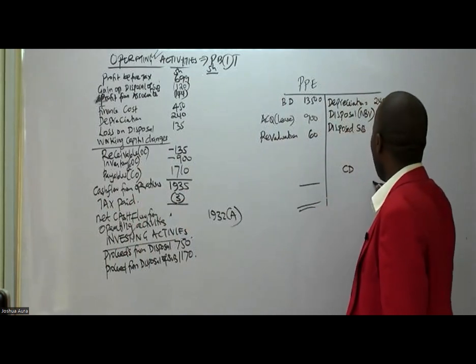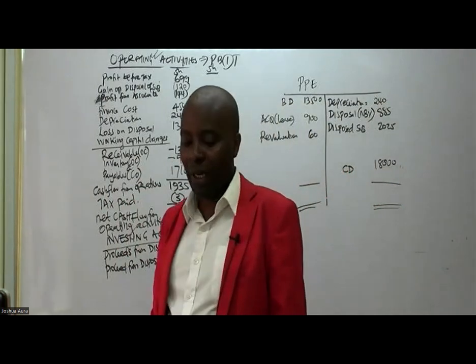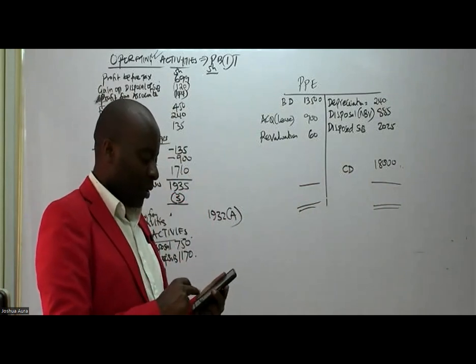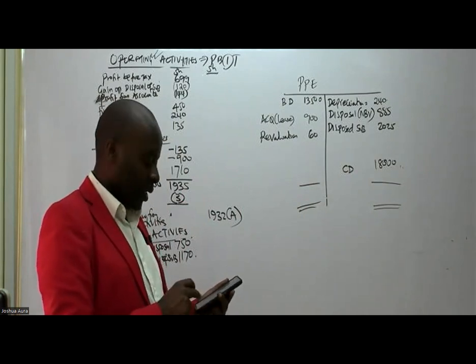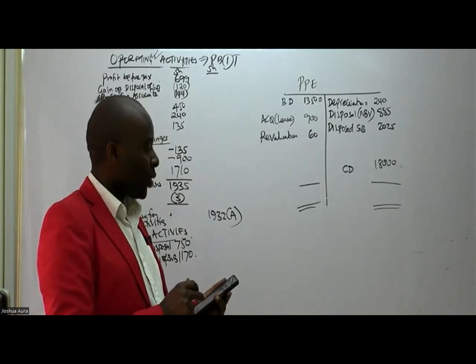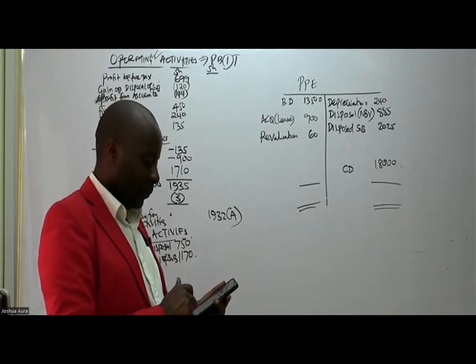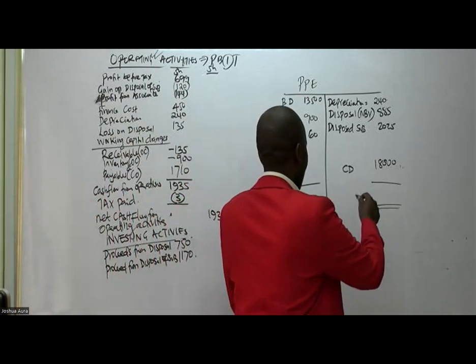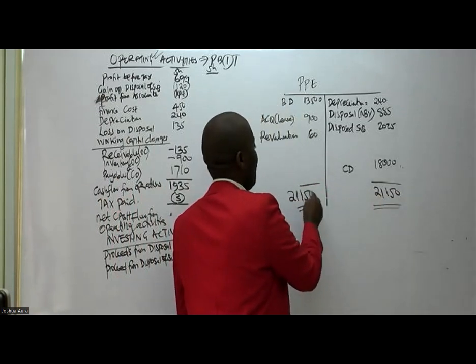I think we have been able to factor in everything. So come and give us the PPE balancing figure. We have 240 plus 885 plus 2025 plus 18,000. This gives me 21,150. So here we have 21,150, and then we have 21,150 on the other side like that.